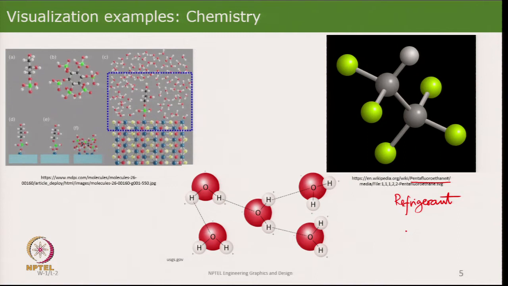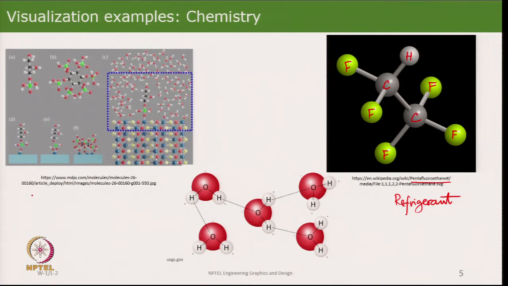So, that is a three-dimensional structure. These are the two carbon atoms, 5 fluorine atoms and 1 hydrogen. So, that is one example.